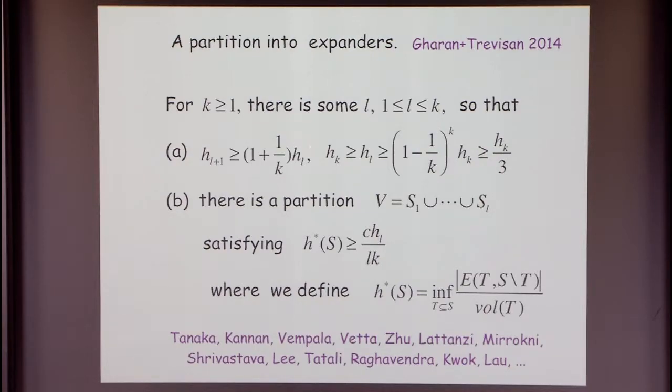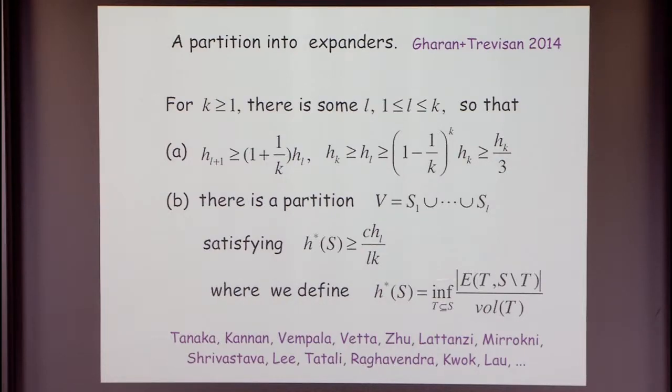So basically what it says is that for any k, you can find a smaller l which has a big gap, and in that case you can partition into l parts. Each part has a big inside Cheeger constant. This is not exactly the Cheeger constant for the induced subgraph, because the volume in the induced subgraph is a little different. I'm sticking with the old volume, okay?